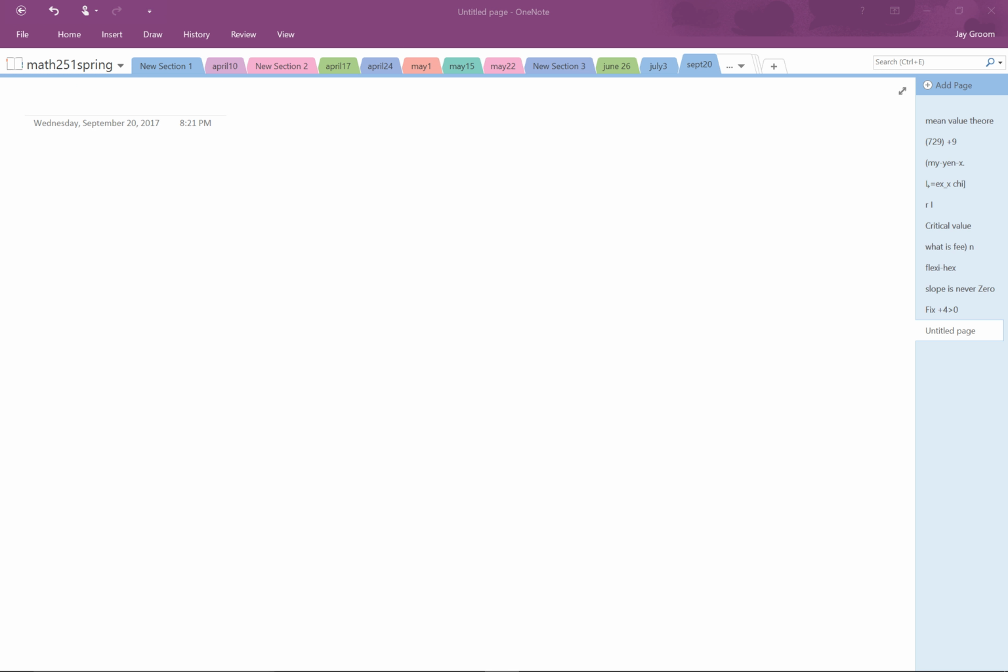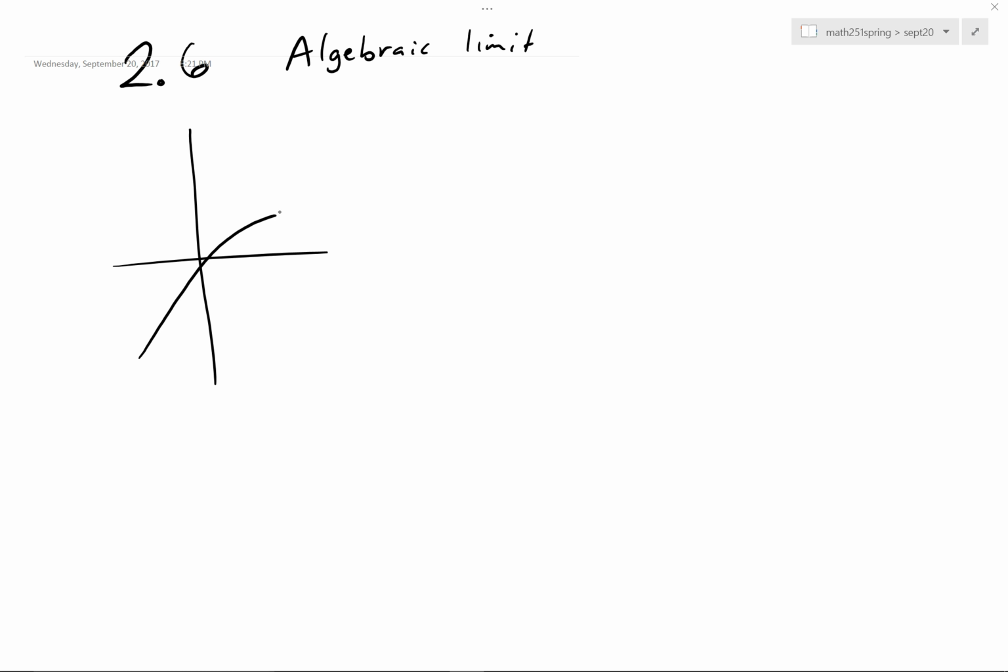Alrighty, so 2.6 is all about algebraic limits. In other words, you have a function that has a problem at a limit and at a value of x, but through the magic of algebra we can eliminate it. The idea being, most of the time what you have is a hole, and at this hole right here, it's going to be 0 over 0 when you evaluate the function.